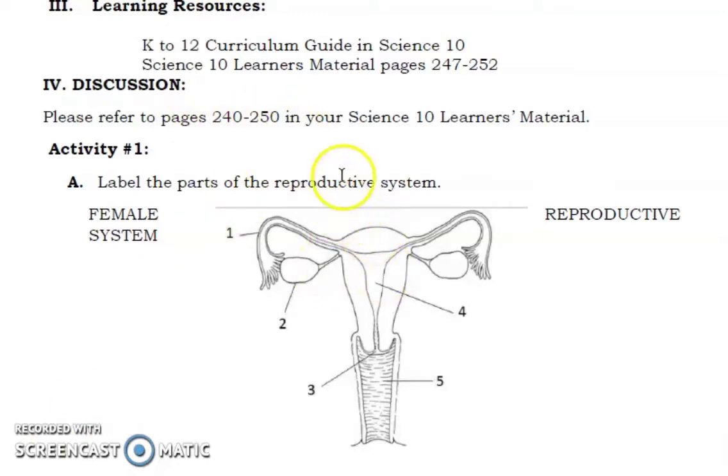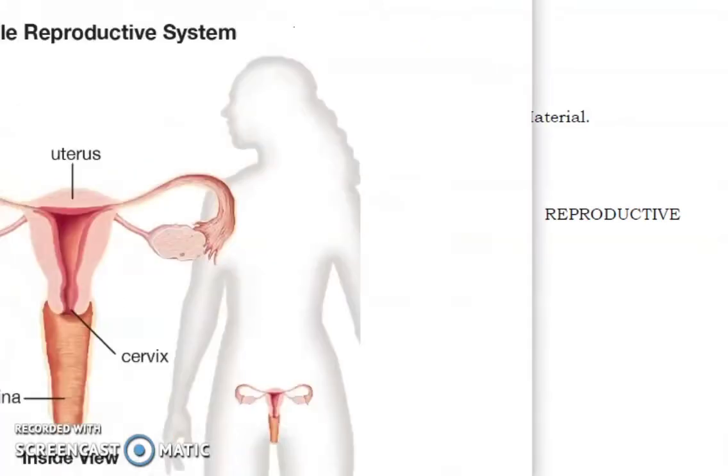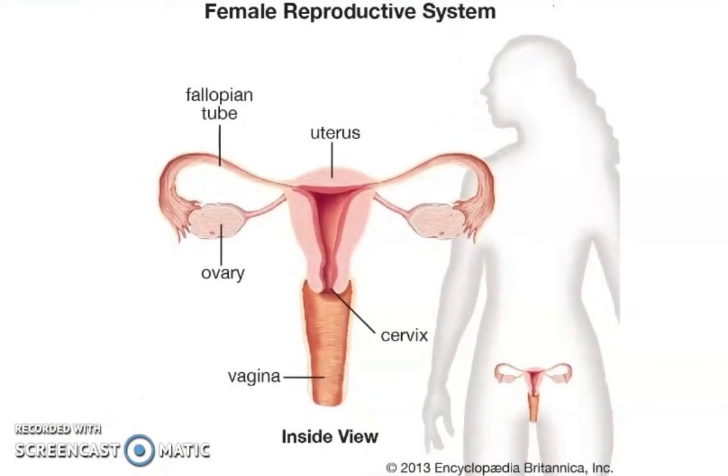Before we begin with activity 1, let me introduce to you the female reproductive system. So the female reproductive system is located on this part of our body. It has 5 major parts. First, we have the vagina, and then the cervix, the uterus. We have 2 fallopian tubes, which are in both sides, and the ovary, or the ovaries as well.